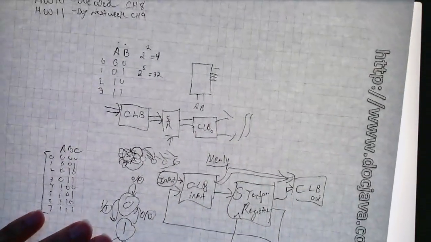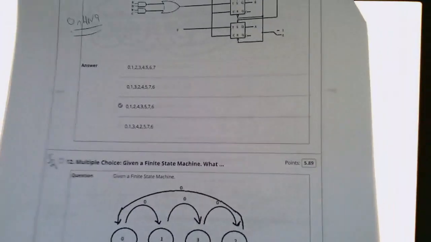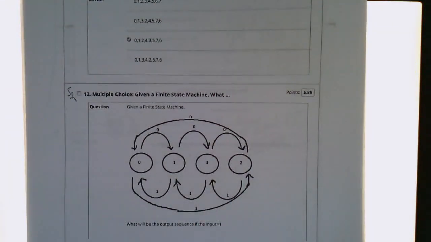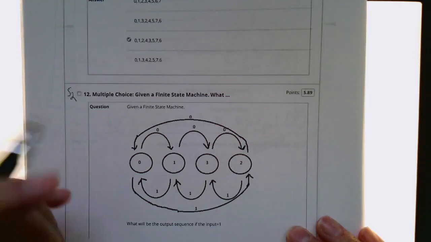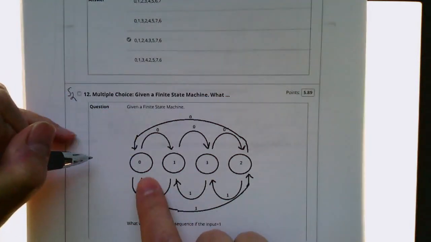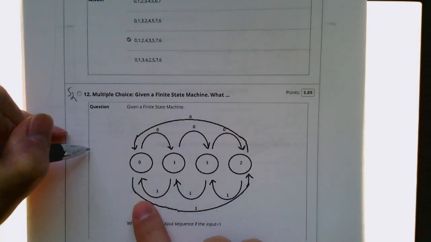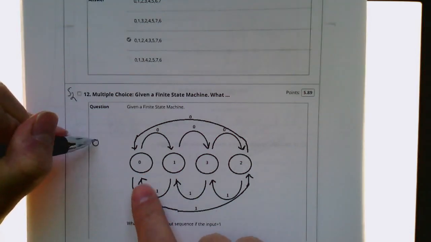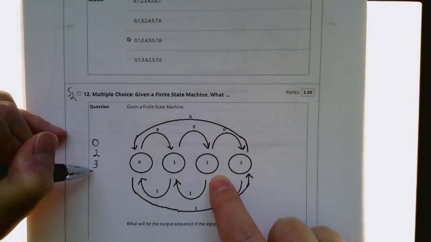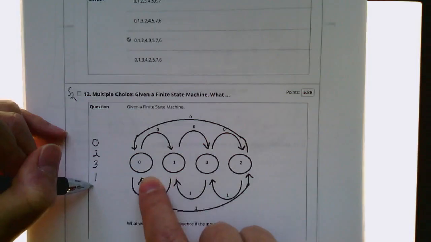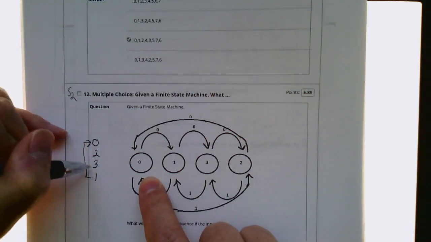I'm going to just plop that right in front of the camera here so you can see it. What will be the output sequence if the input is equal to 1? Well, let's see. If you're in state 0 and you get a 1, you go to 2, then from 2 you go to 3, and from 3 you go to 1, and then from 1 you go back to 0. So it looks like it's 0, 2, 3, 1, 0.